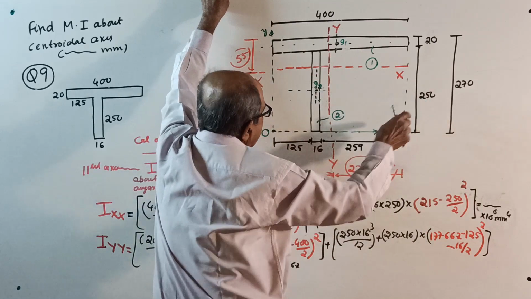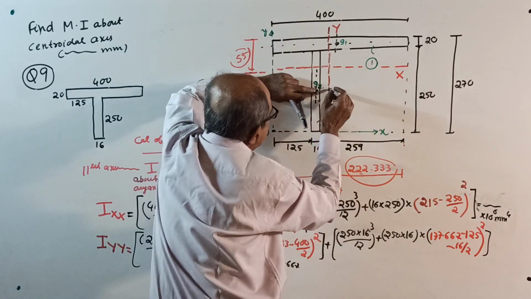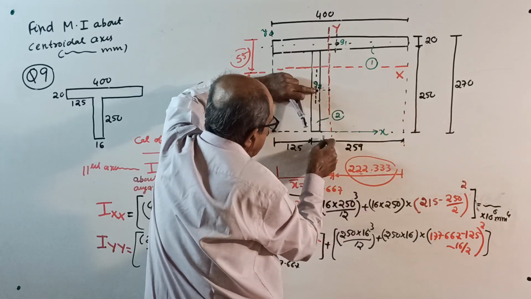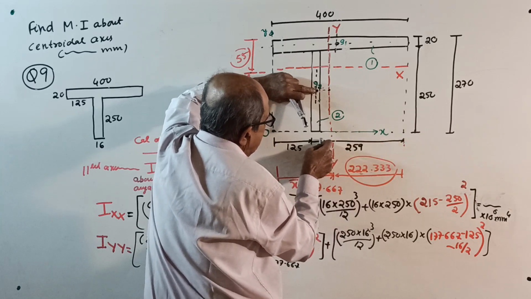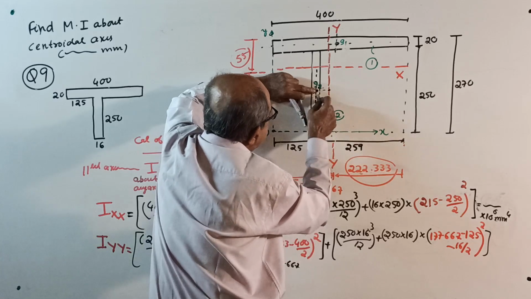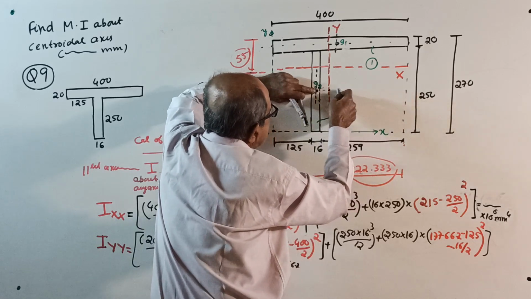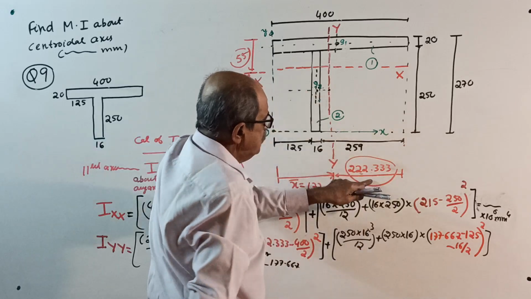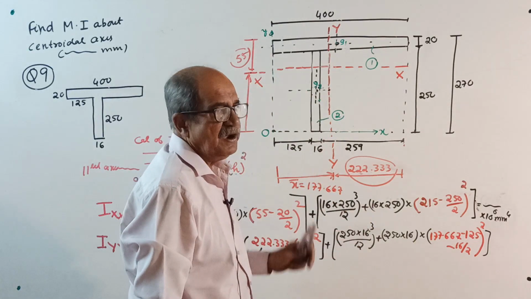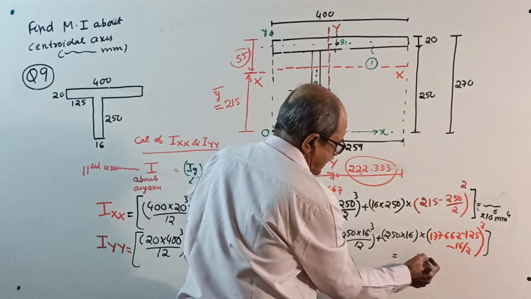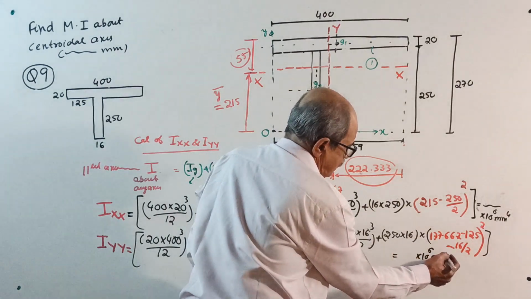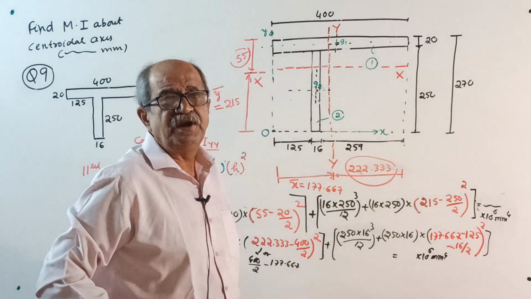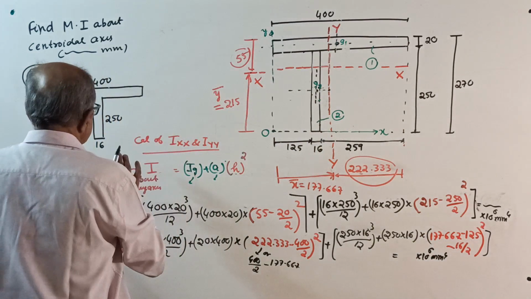If you look at that side, we want this distance square. That distance square, if you do that side, is 259. See, this is 259 from here to here. Then plus 16 by 2 will give this distance. 259 plus 16 by 2. Then subtract 222.333. Whatever way you can do, get the answer, preferably in 10 to the power 6 millimeter power 4. Question number 9 over. Now, to save the time, I will give question number 10.